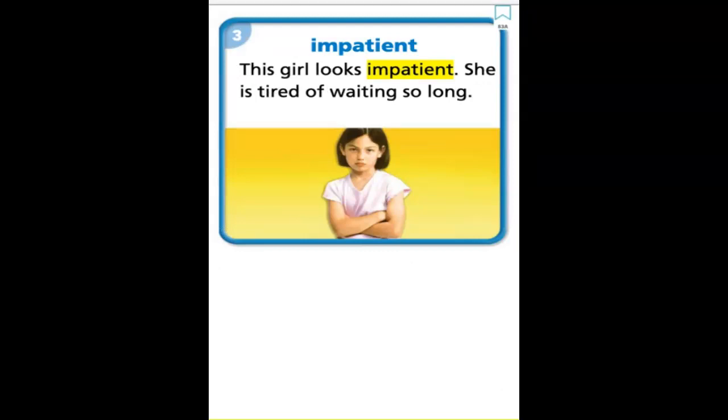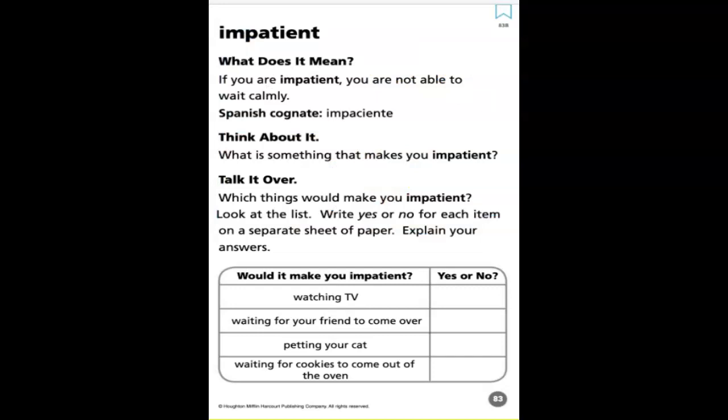Number 3, impatient. This girl looks impatient. She is tired of waiting so long. What does it mean? If you are impatient, you are not able to wait calmly. The Spanish word is impaciente. Think about it. What is something that makes you impatient? So one example could be, maybe waiting in line to get your food makes you impatient.